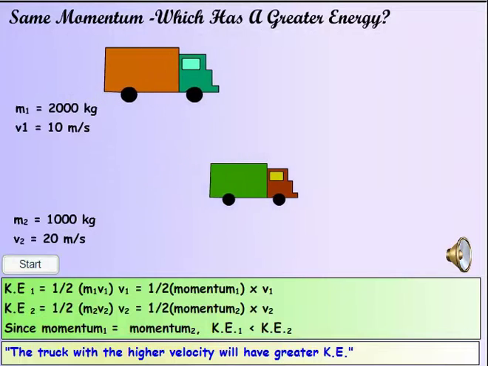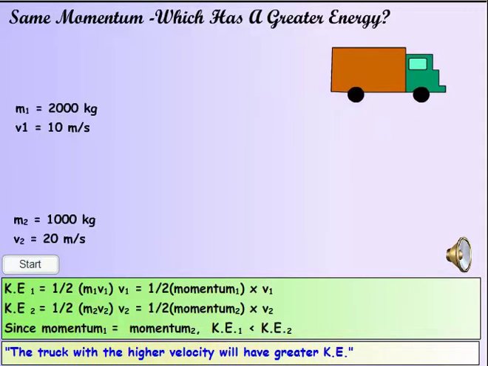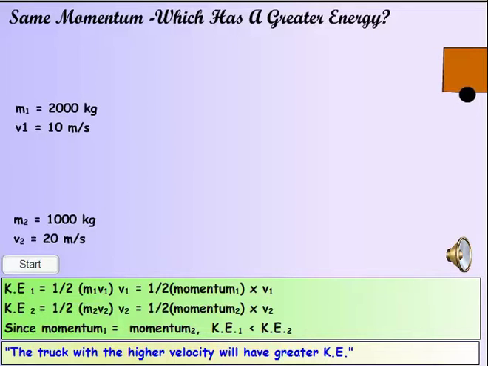We are given a large truck with a low velocity and a small truck with a larger velocity, such that their momentums are the same. We have to determine which one has the higher kinetic energy. Kinetic energy is half mv squared, which can also be equivalent to half momentum times velocity. Since the momentum is the same in both, the truck with the lower velocity will have the lower kinetic energy.